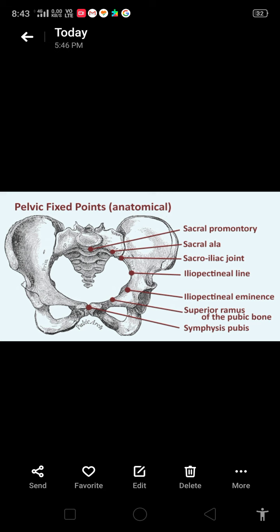The main purpose of the false pelvis is protection of abdominal organs, and it has no obstetrical significance. The only thing it does from an obstetrical point of view is that it houses the pregnant womb, and it provides certain landmarks for external pelvimetry. So that is called the false pelvis.